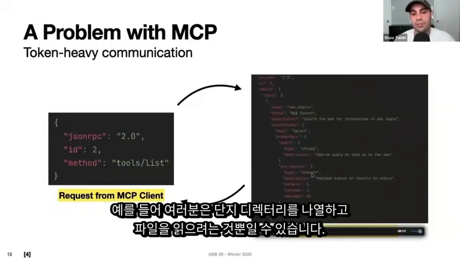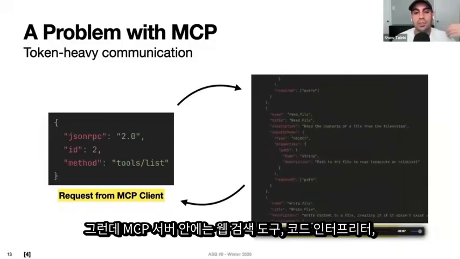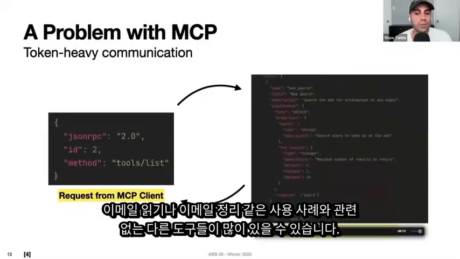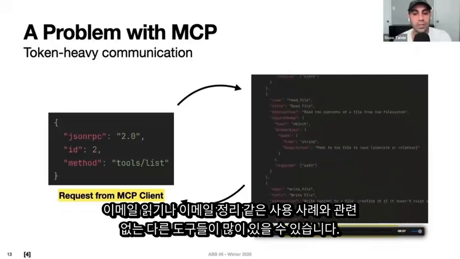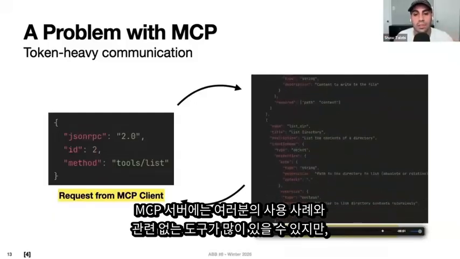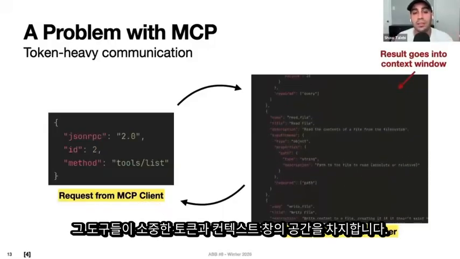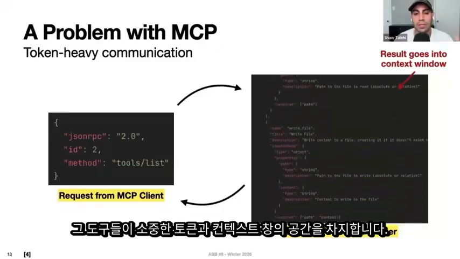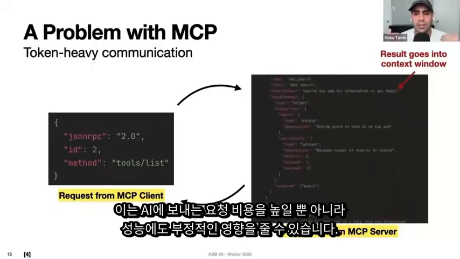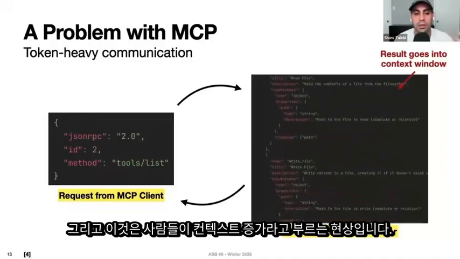So maybe you're just trying to list directories and read files, but there are other tools in the MCP server that are not relevant to the use case, like a web search tool or a code interpreter or reading emails or sorting emails or on and on and on. There could be a lot of tools in the MCP server that are not relevant to your use case, but they're taking up precious tokens. They're taking up precious space in the context window, which not only racks up the cost of your requests that you're sending to the AI, but it also can have a negative effect on its performance. And this is a phenomenon that people call context rot.